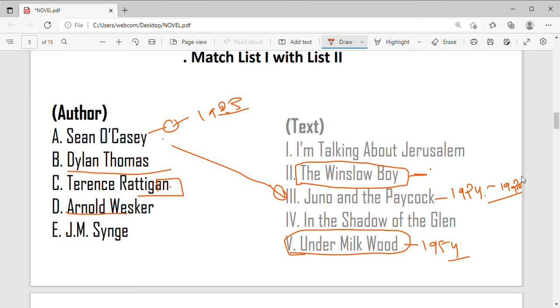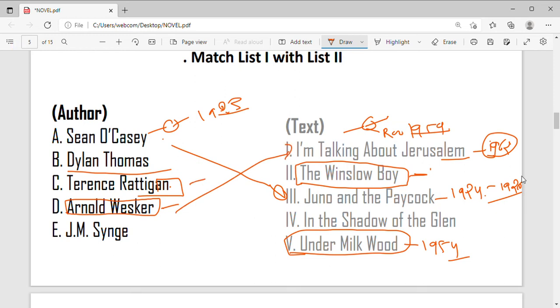We have Arnold Wesker. Arnold Wesker is very famous for his Wesker's trilogy, right? And the trilogy's very first work is Chicken Soup with Barley. The second one is Roots, published in 1959. Then we have I'm Talking About Jerusalem, published in 1962. The third work from the Wesker's trilogy, right? So make sure you check out all of them.